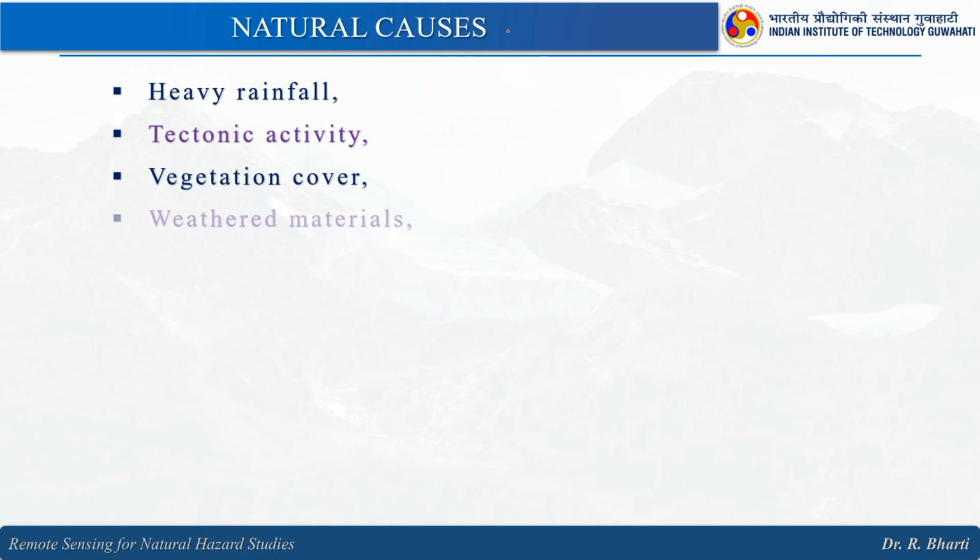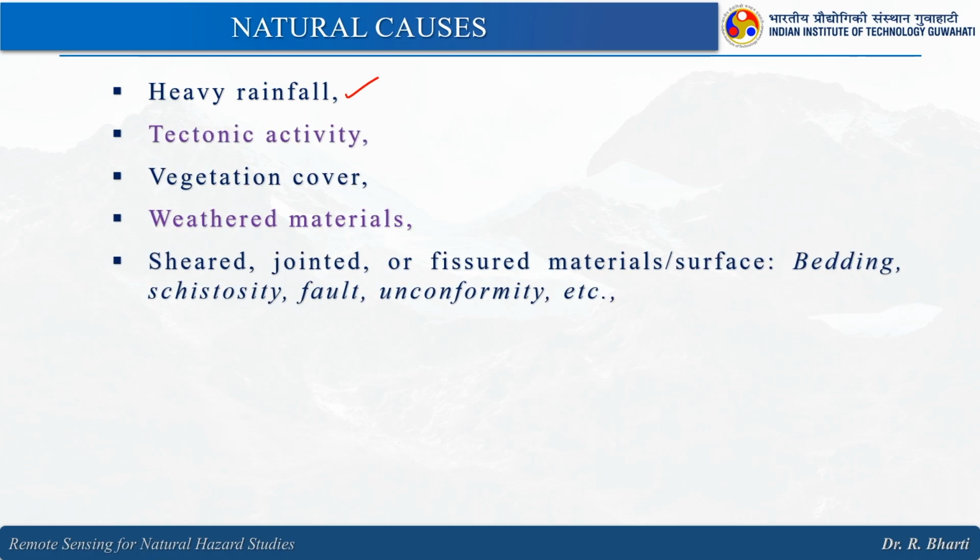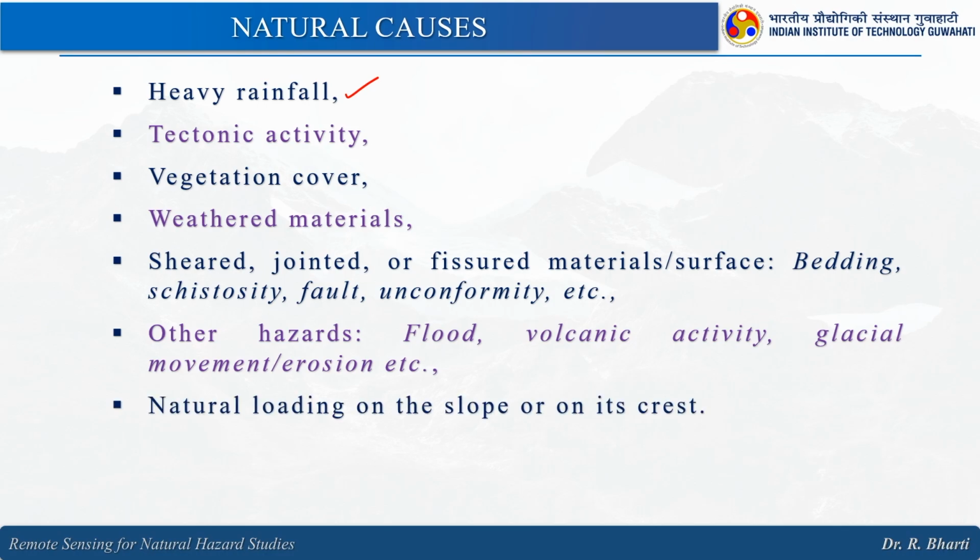Now, different causes are there, some of them are anthropogenic, some of them are natural. So, let us start with the natural causes. Here you can see the heavy rainfall, this is one of the important parameters which is triggering landslides. Then tectonic activity, because tectonic activities will provide the vibration, right, and this will change the material property temporarily and then this particular slope will fail.